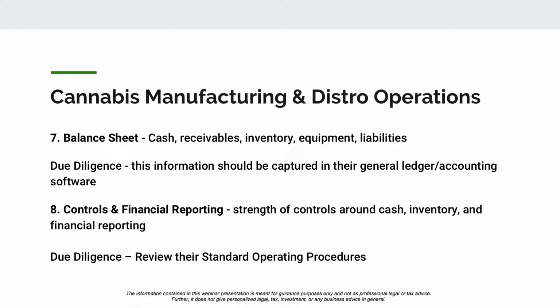And lastly, you also want to take a look at their controls and financial reporting, right? What's the strength of their controls around cash? What's the strength of their controls around inventory, right? Poor practices around these items are, again, an indication of a company that's poorly run, and if you're going to walk into something like this, it can still be worth walking into, but you want to make sure you're getting a deal for it, and these things are really going to give you the ammo to ask for that deal.